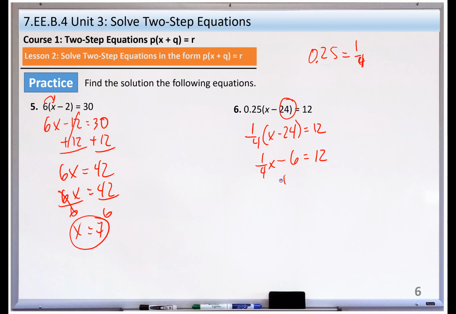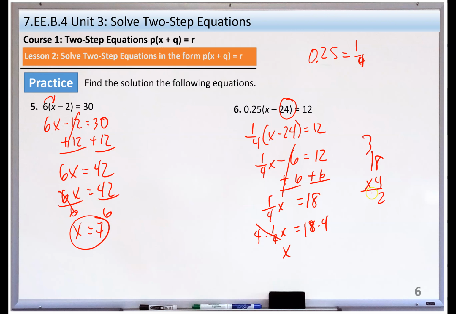Now I can just add 6 to both sides. And I get 1/4 x equals 18. And now all I have to do is multiply both sides times 4. That cancels out. And my answer is whatever 18 times 4 is. X is equal to 72.